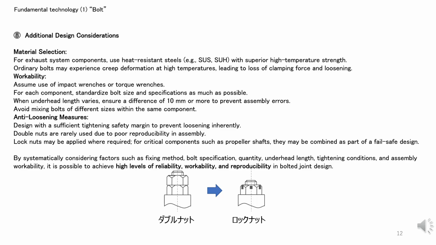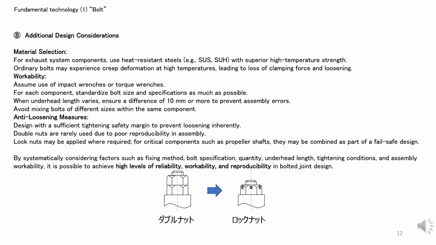From a workability perspective, bolt specifications should be standardized as much as possible within the same component, assuming the use of impact or torque wrenches. Anti-loosening measures are generally achieved through adequate preload safety margins. Double nuts are rarely used due to poor repeatability in assembly. For critical components such as propeller shafts, lock nuts may be employed for fail-safe purposes.